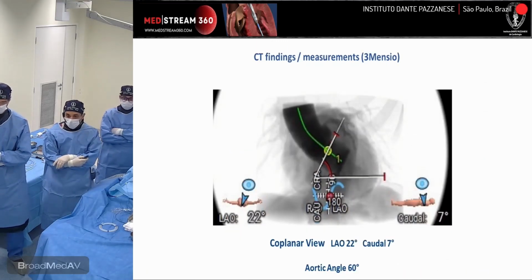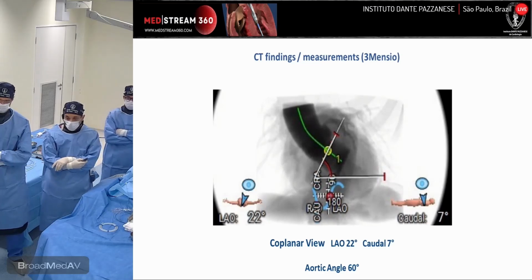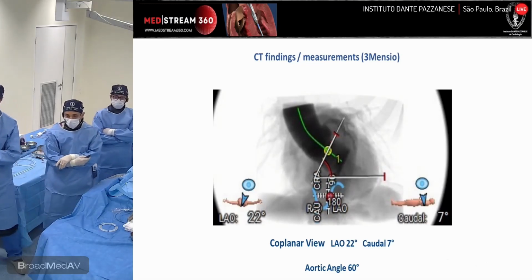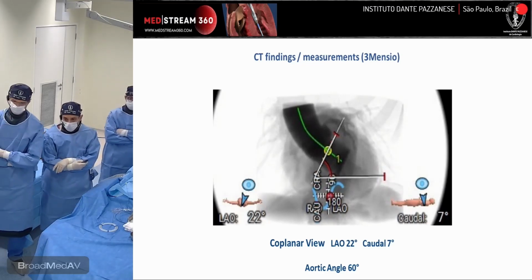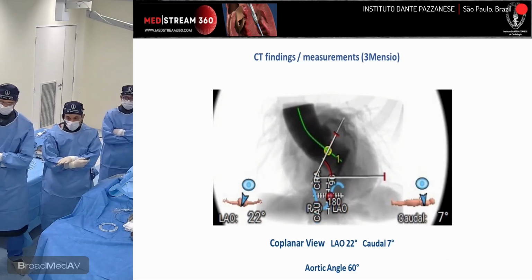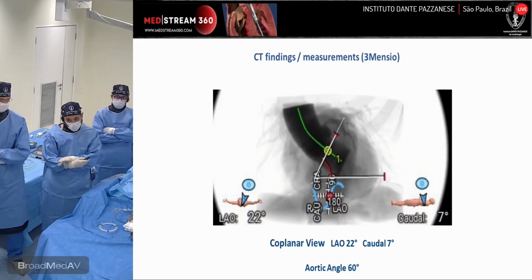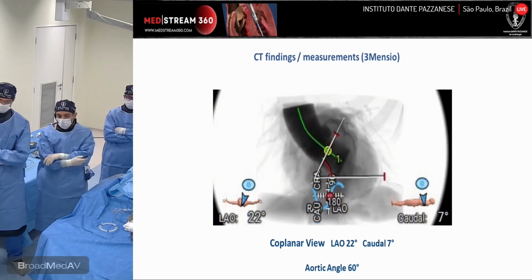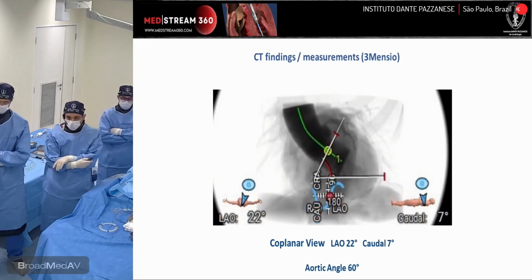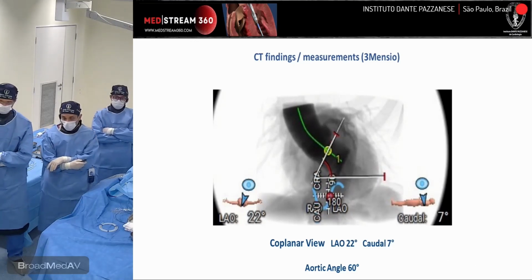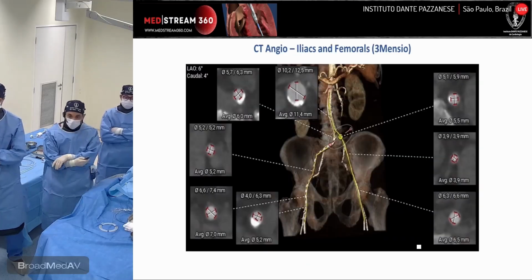This is the suggested coplanar view, LAO 22 caudal 7. You can appreciate here that the valve is pretty horizontal with an aortic angle of 60.